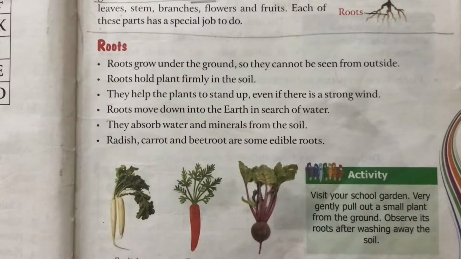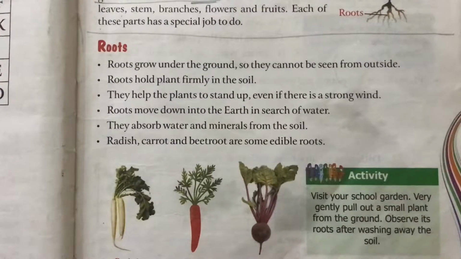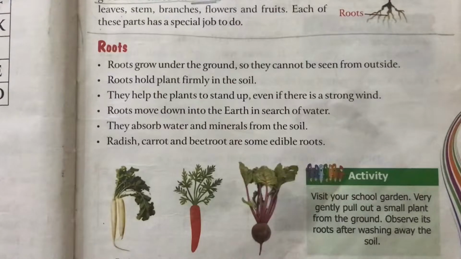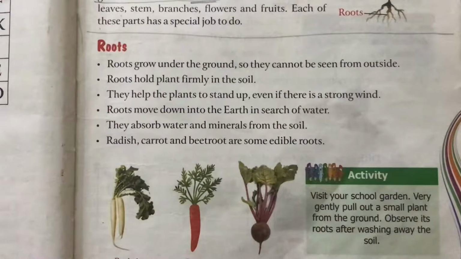Roots grow under the ground, so they cannot be seen from outside. Roots hold plant firmly in the soil. They help the plants to stand up even if there is a strong wind. Roots move down into the earth in search of water. They absorb water and minerals from the soil. Radish, carrot and beetroot are some edible roots.